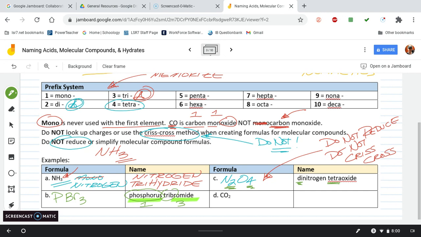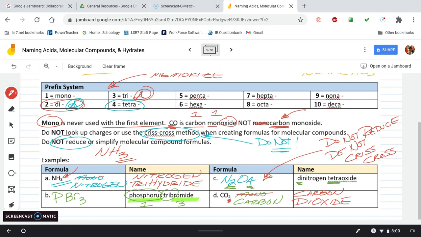And the last one, carbon and oxygen, neither one's a metal. So normally it would be monocarbon, but we don't use the word mono for the first element, so that's out. So this is just going to become carbon, and then there's a little 2 there, so the 2 is up here, di. It's going to be dioxide, carbon dioxide.